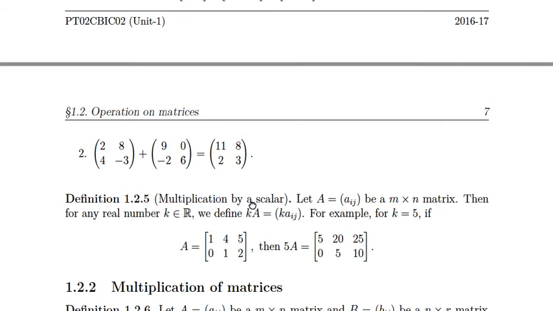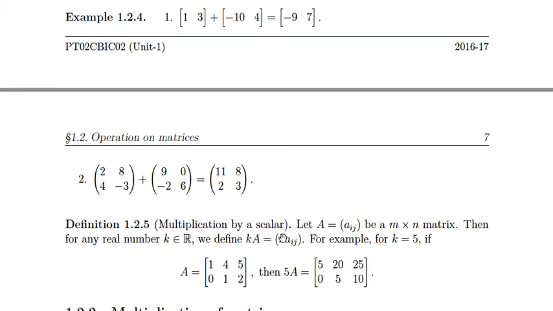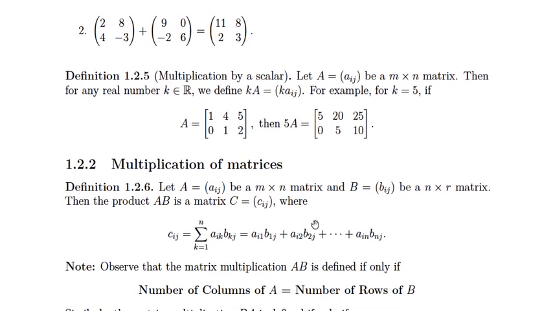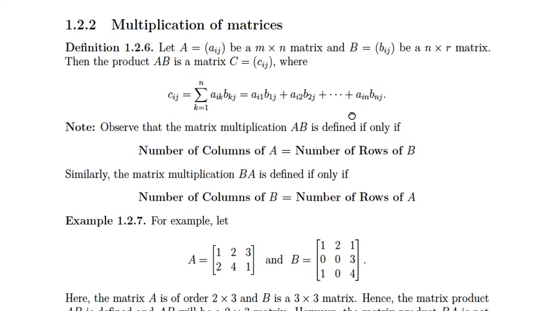Another operation is multiplication of a matrix by a scalar. For example, this is a matrix. If I want to multiply it by some constant number, say 5, then each entry is multiplied by 5. So this we have already discussed. Now three things are remaining: multiplication of matrices, determinant of matrices, and inverse of a matrix. In this video, let me discuss multiplication of matrices.